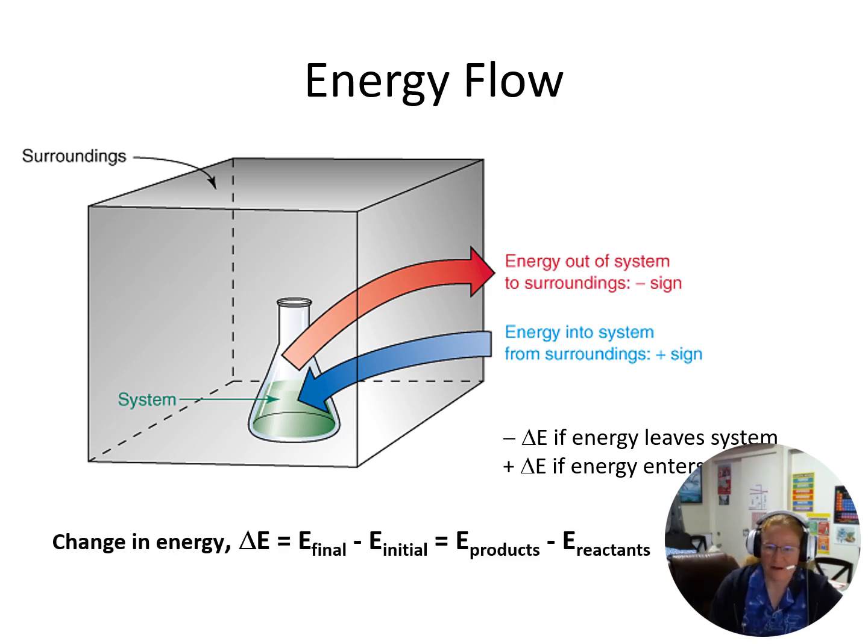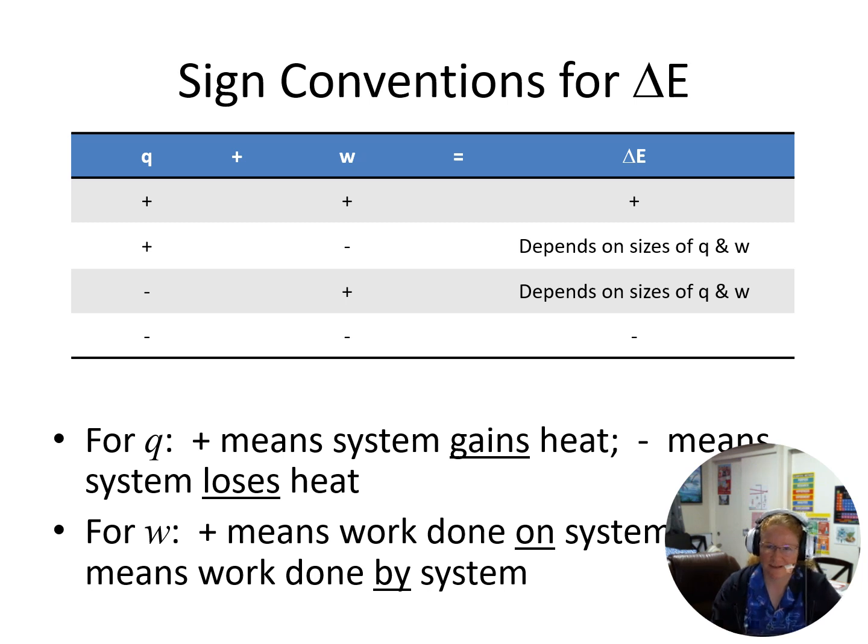Okay, and so when we look at this, our change in energy is just the final energy minus the initial energy. If we're looking at a chemical reaction, it's the energy of the products, because that's the final state, minus the energy of the reactants, because that's the initial state. Okay. And so we can look at these sign conventions for the change in energy. Basically, if both our heat and our work are positive, our change in energy is positive. If both heat and work are negative, the change in energy is going to be negative. But if we have opposite signs for those, you have to do some math and look at the size of Q and W and see, if one overrides the other, what we end up getting for our change in energy.